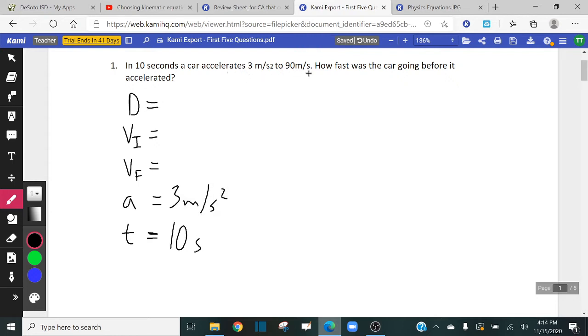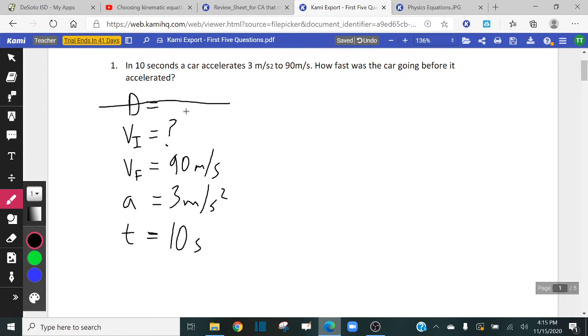And the car accelerated to 90 meters per second. So 90 meters per second, if you look at those units, represents velocity. And the car accelerated to that point, so that represents our final velocity. Okay. And it says, how fast was the car going before it accelerated? Before it accelerated. In other words, what we want to find here is our initial velocity. Now, guys, out of all the 5 variables in those equations, notice displacement is not even important to this problem. It's not listed anywhere in the question, and it's not even one of the things you're solving for. So displacement is not used at all in this problem.